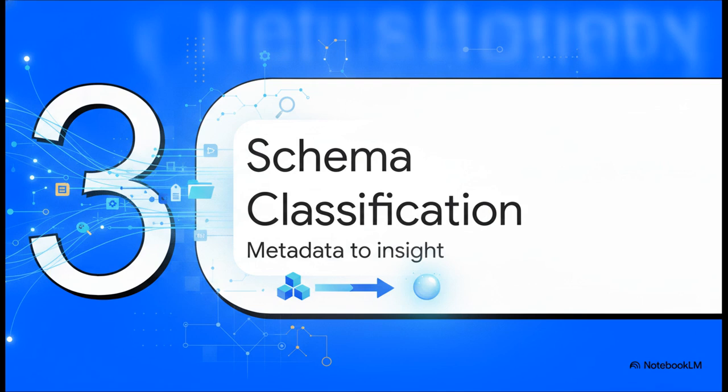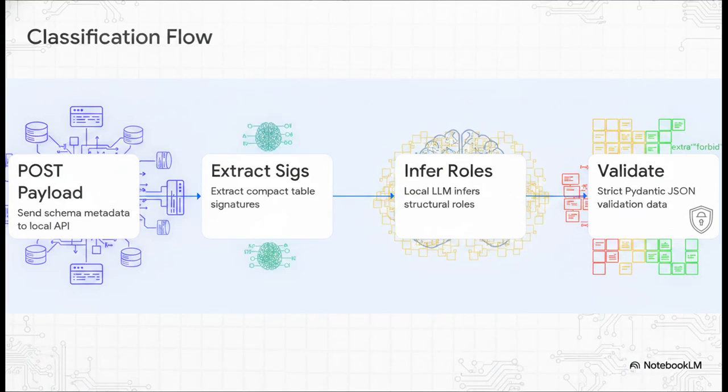Moving on to Section 3, Schema Classification Walkthrough, from metadata to insight. Let's see how this actually works in practice because the sequence is just beautifully orchestrated. Step 1. You post your schema metadata payload, your tables, columns, foreign keys, straight to the local FastAPI service. Step 2. Deterministic Python tools step in to pre-process this verbose dictionary. They extract the primary and foreign keys and squash them down into this highly efficient table signature.